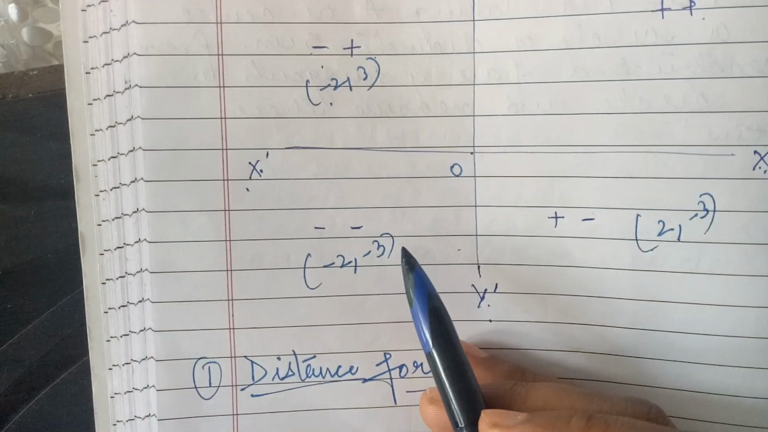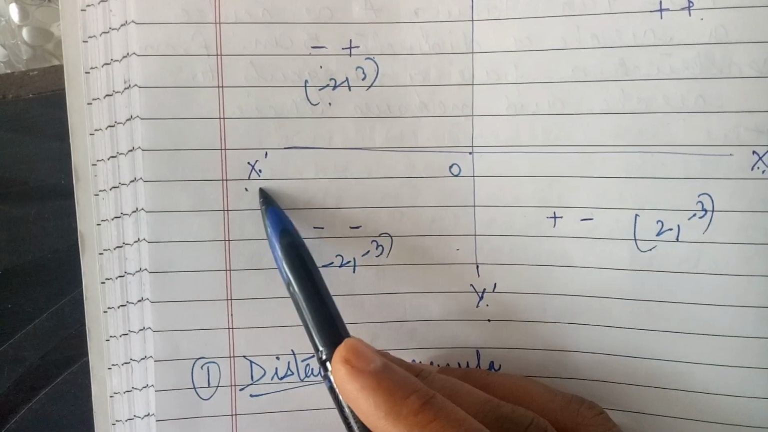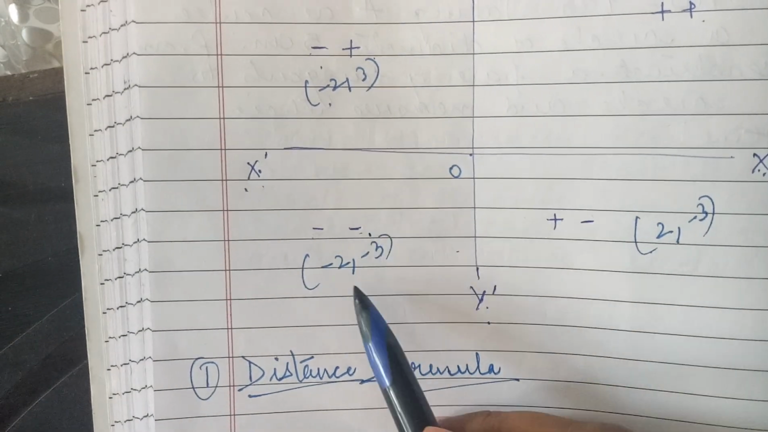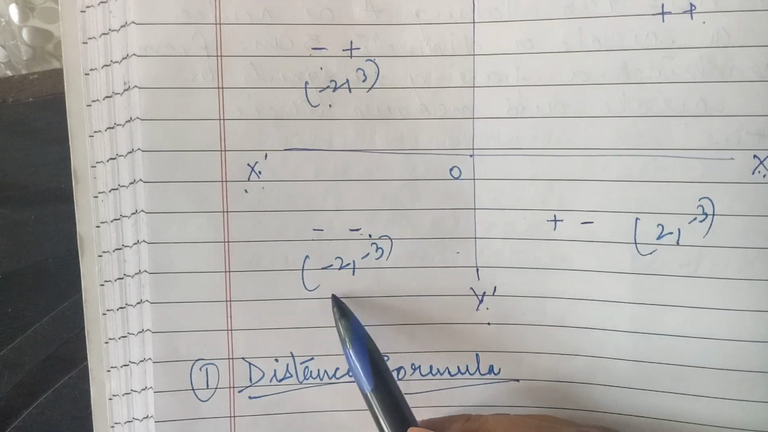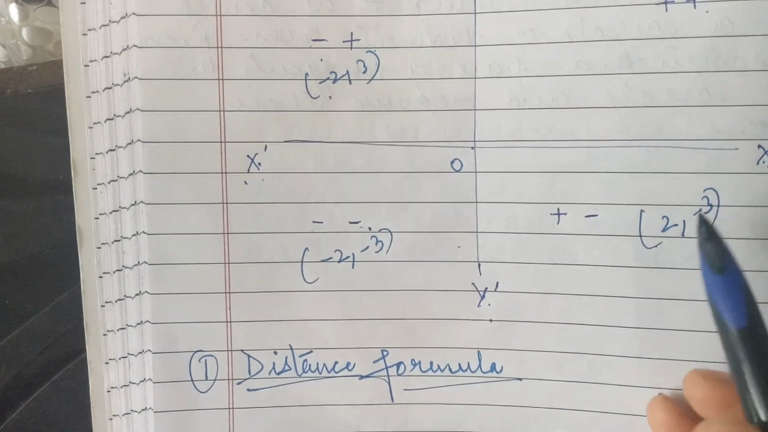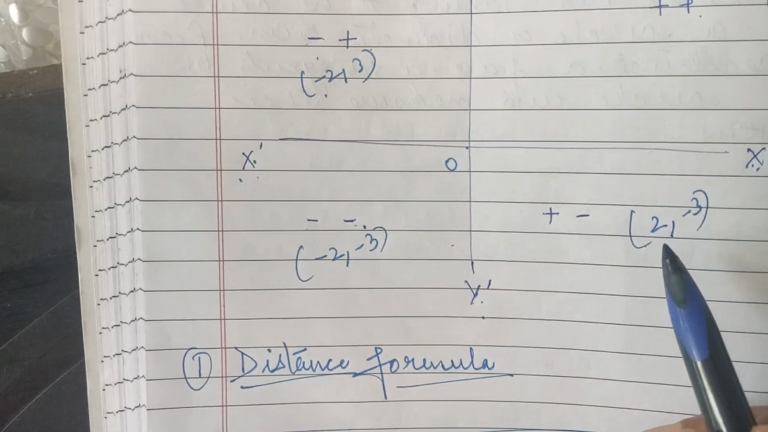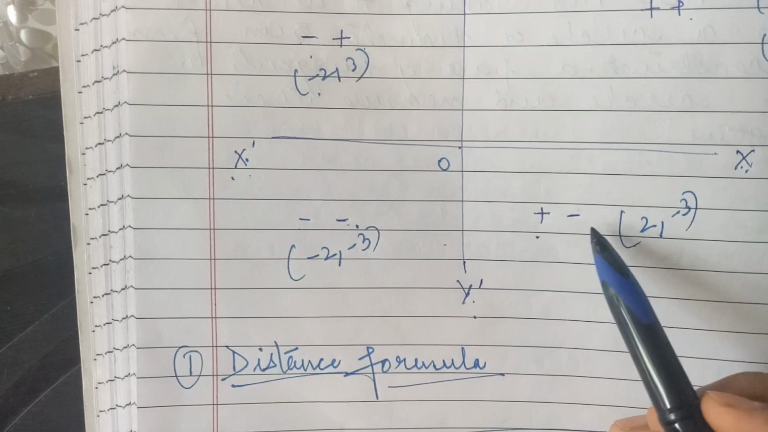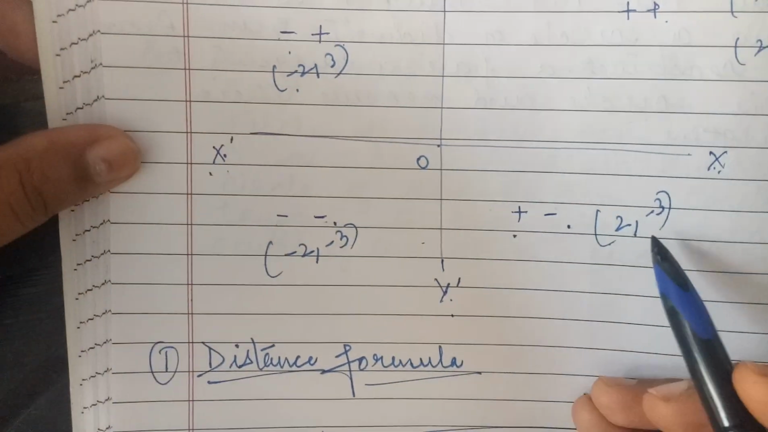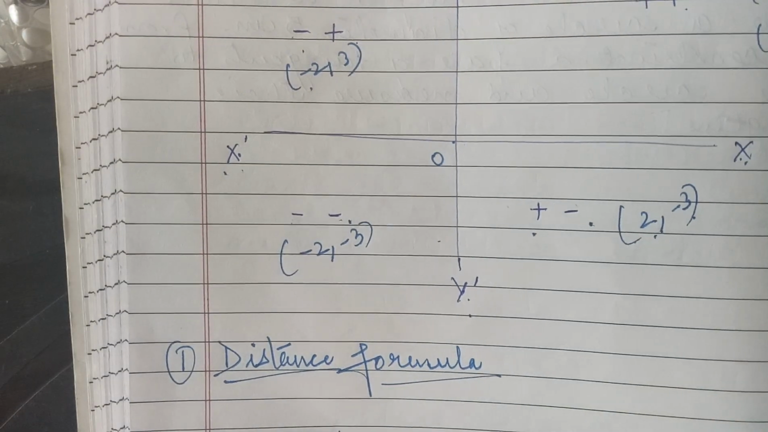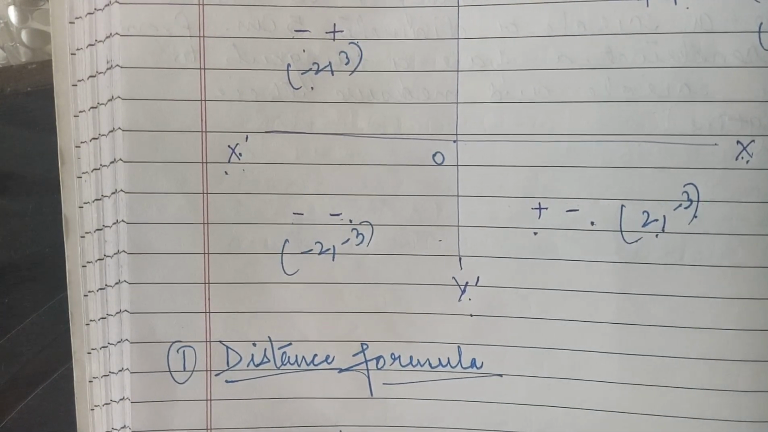Let's come to the third quadrant. In the third quadrant, x is negative as well as y is negative, both are negative, so here the values are like (-2, -3). Now let me come to the last quadrant, that is the fourth quadrant. Here the value of x is positive and the value of y is negative, so (2, -3). I hope that all of you get back into coordinate geometry.